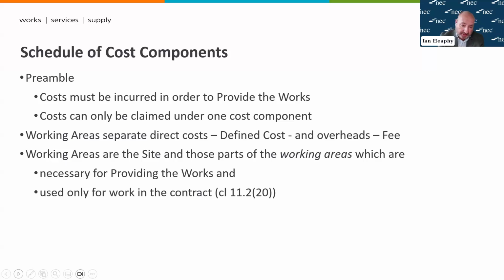Looking at the schedule of cost components, we have an initial preamble to that schedule that says costs must be incurred in order to provide the works, and costs can only be claimed under one cost component. So that first bullet places an obligation on the contractor to demonstrate that the people and resources they're claiming for have actually been used in order to provide the works. There will be an evidential requirement around these people actually working on the job, that they are providing something relevant to the works being produced.